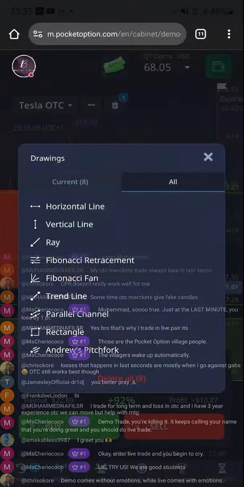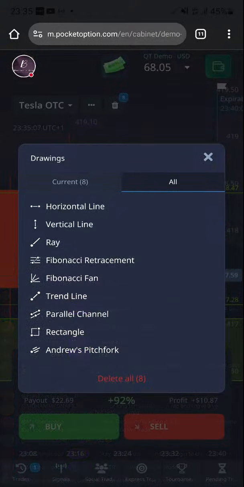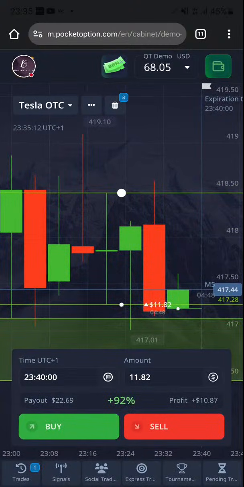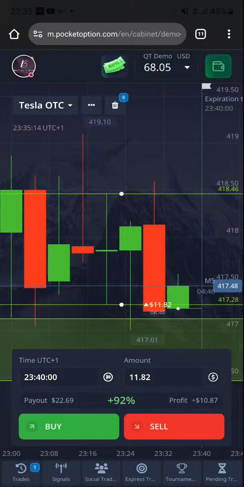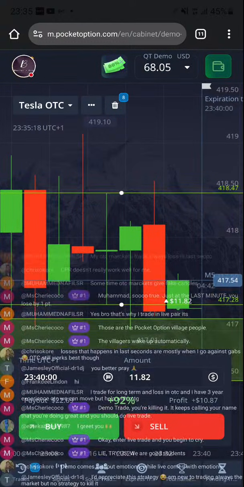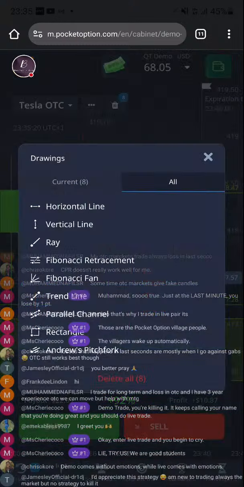Demo comes with emotion, without emotion. Exactly. You begin to get it. See, there's a level of emotions that happen immediately you switch to your live account. You understand? You can see now, if you were in your live account and we make that kind of loss, there's a way your body will feel immediately.